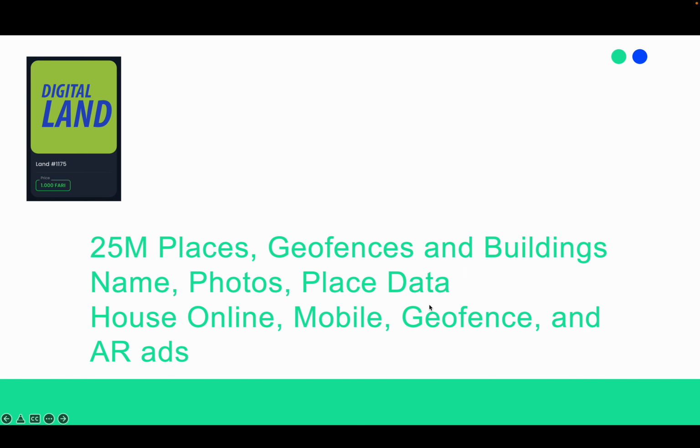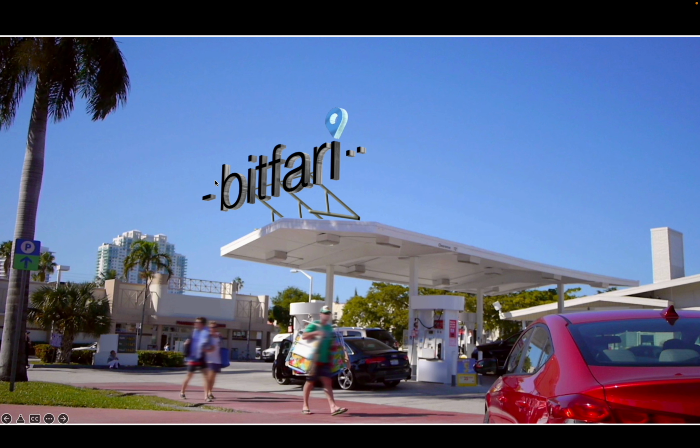All the place data comes from the OSM map, and they all get yield: NFT yield, crypto yield, Bitfari, Stacks, and Bitcoin. Yield of online ads, mobile ads, geofences, and augmented reality ads. So multiple streams of income. This is an augmented reality ad.